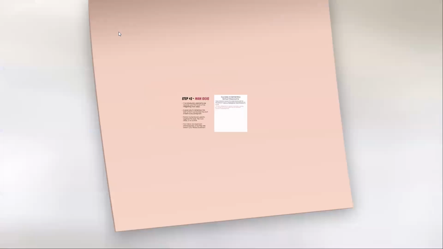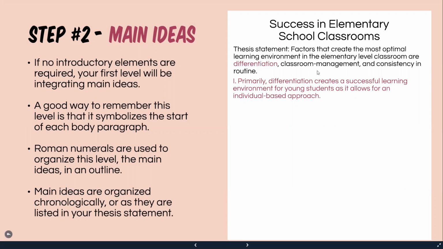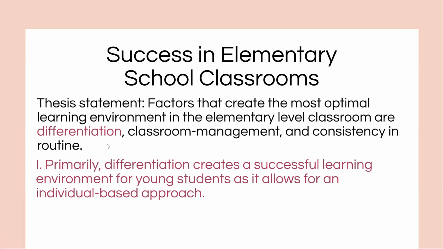Under step 2, our next step, main ideas. This would be that first level if no introductory elements are needed. Again, organized by Roman numeral 1. A good way to remember that is that this is the start of each new body paragraph. Main ideas are always organized chronologically as they are found listed in your thesis statement. Note in the thesis statement, that first one is differentiation. Factors that create the most optimal learning environment in the elementary level classroom are differentiation, number 1, number 2, classroom management, and number 3, consistency and routine.